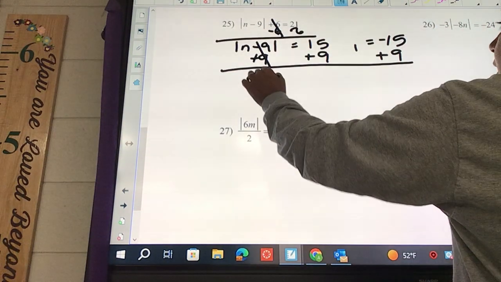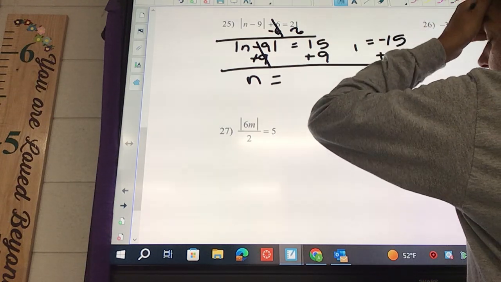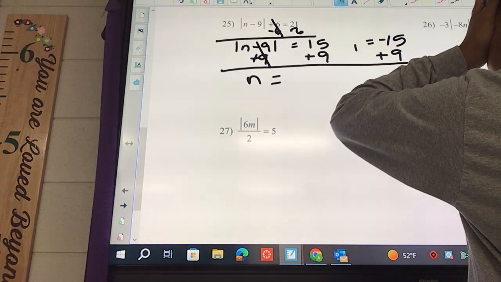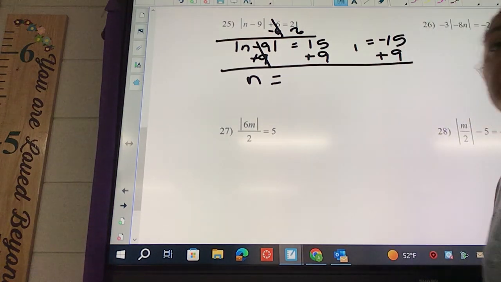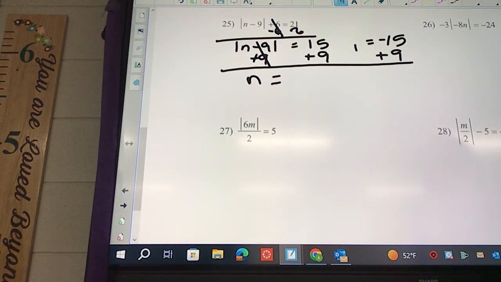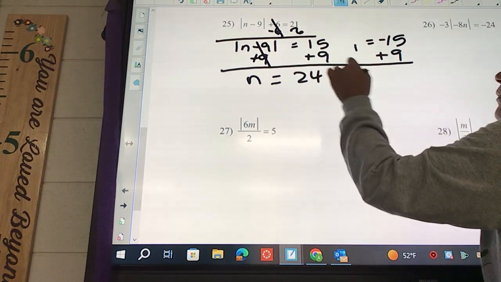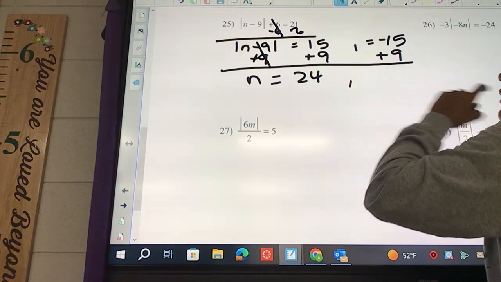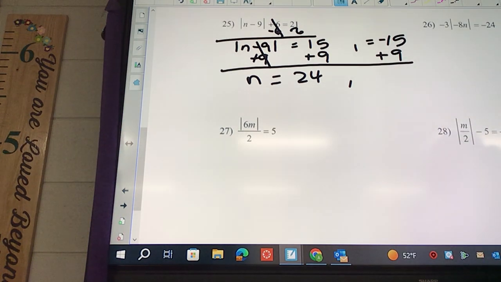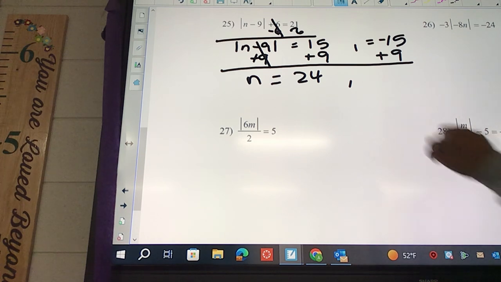Okay, so I got n equals something. 26? 24? I thought it was 21. It's 24. And then what is this one? It's -6.